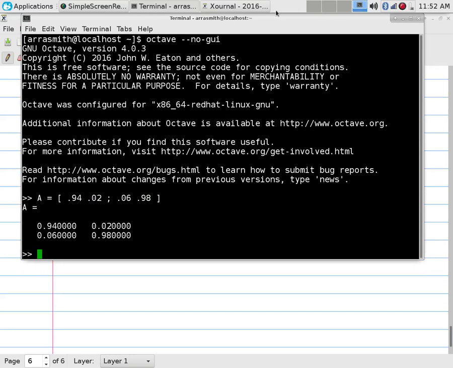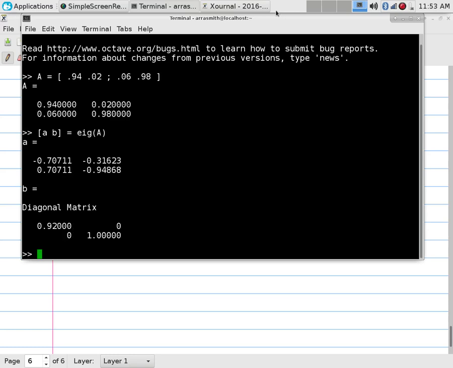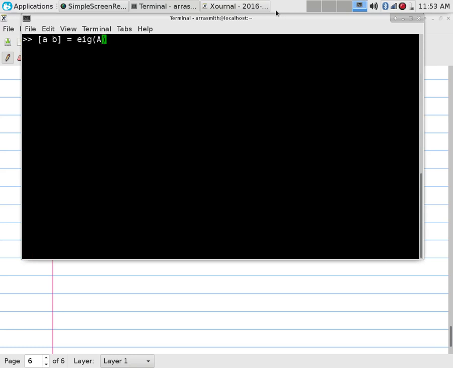And then they have a nice little function that can spit it into two objects. I'll call it little a, little b, and I'm just going to take eig of A, so it's going to take the eigens. Actually, I probably should have called them x, d, because it finds x and d.